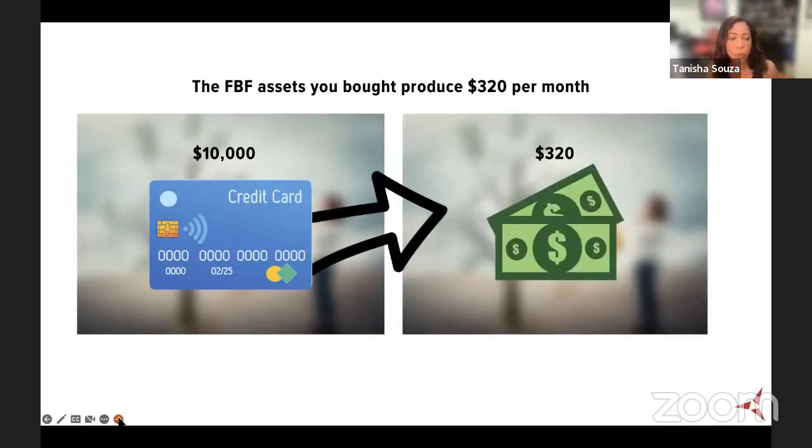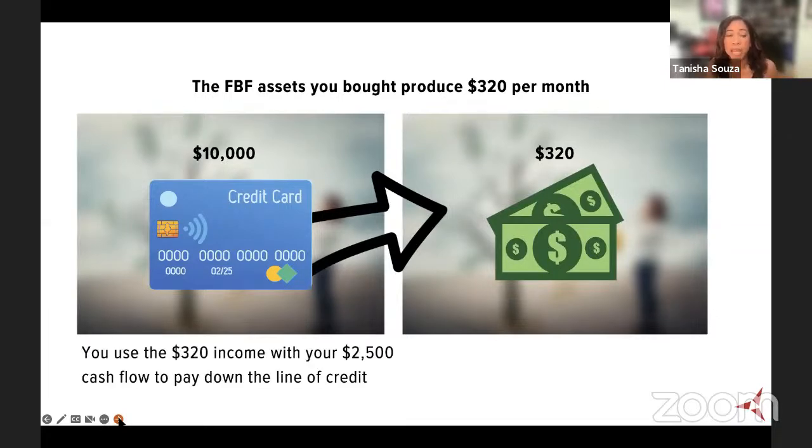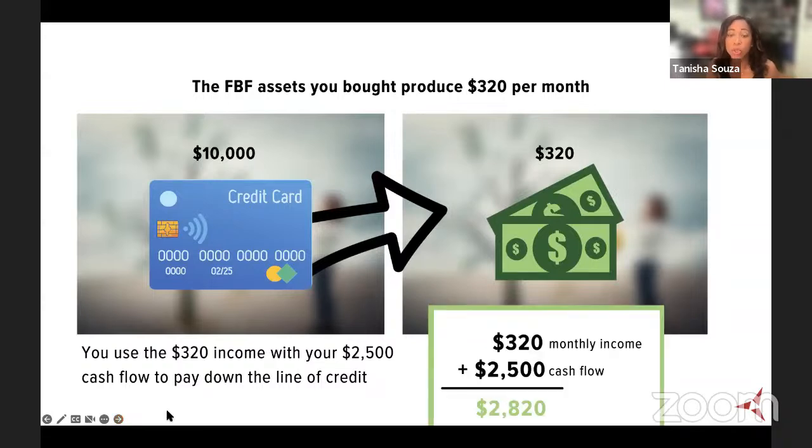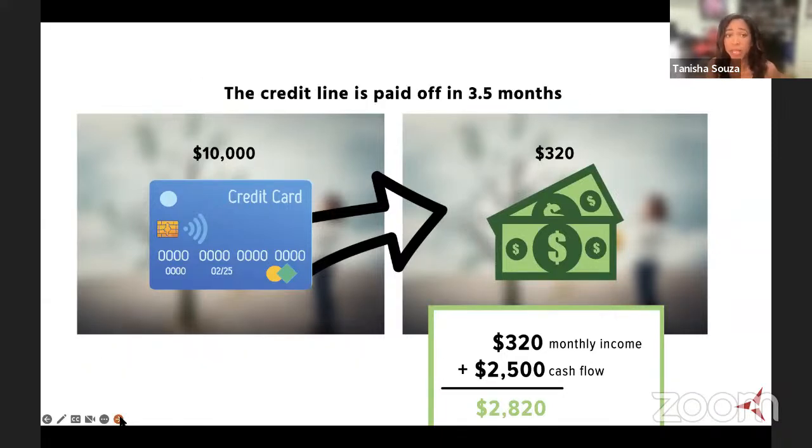Okay. So that $320 that you get on a monthly basis for 3 years in this case, right? Let's say it's a fast burning fuel that's 3 years long is the term, and it's amortized over those 3 years. You're going to use that $320 you get per month along with your $2,500 in extra cash flow to pay down that line of credit. So then the next question is, how long does it take to pay down that line of credit? With the extra cash flow, you got $2,820 coming in now to pay off that line of credit. The credit line is paid off in 3.5 months, right?